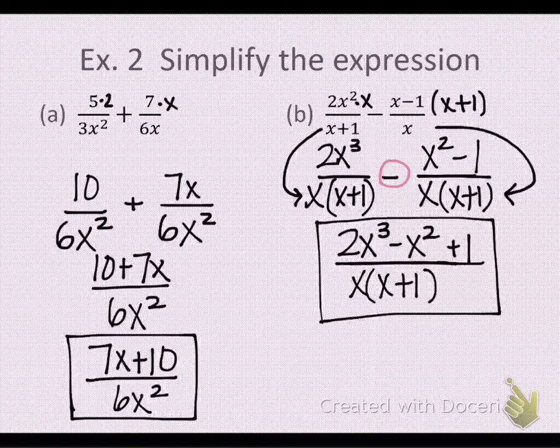Zach. Why is it negative x squared plus 1? Because when it's a subtraction problem, remember this whole time we've been talking, every time you have a subtraction problem, you have to apply that negative sign to everything behind it. All right? All right, let's look at letter C.